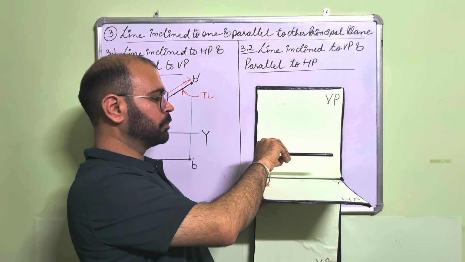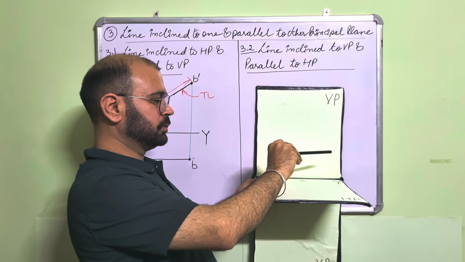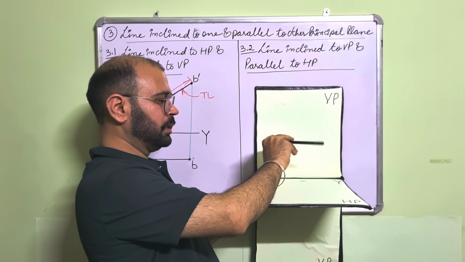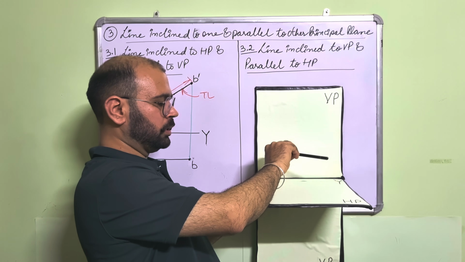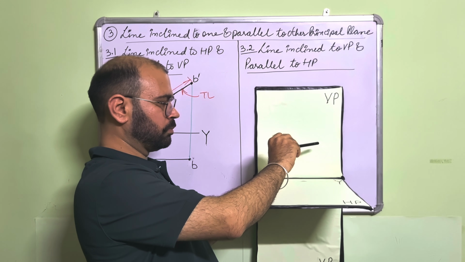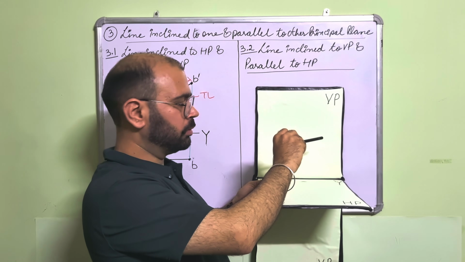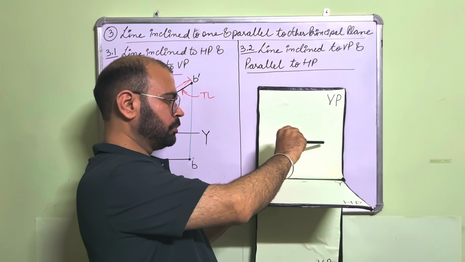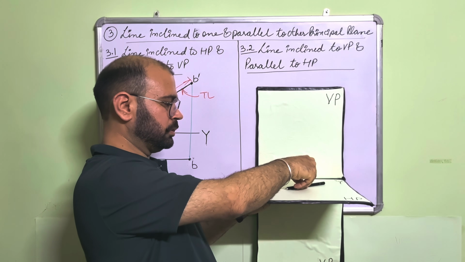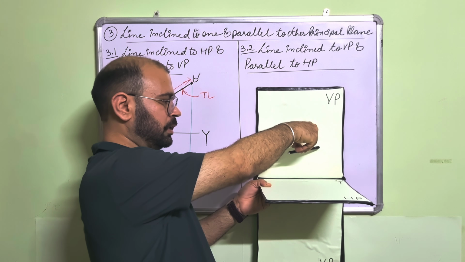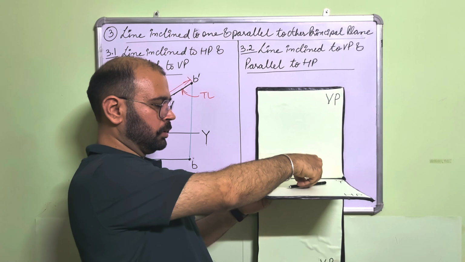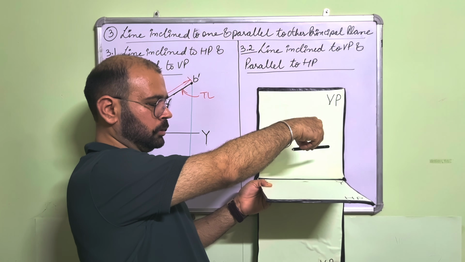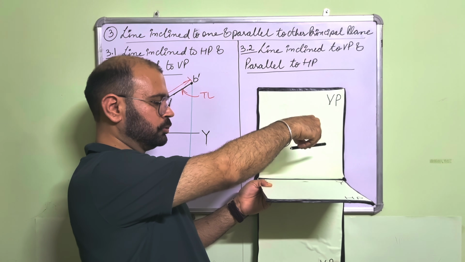So how can it be inclined to VP? It is like this. It is inclined to VP like this, or it may be like this also. In either of the directions you can take, or according to whatever is given in the question. So it is inclined to VP and parallel to HP. Just see, this is parallel to HP and it is inclined to VP. Like this you have to draw.